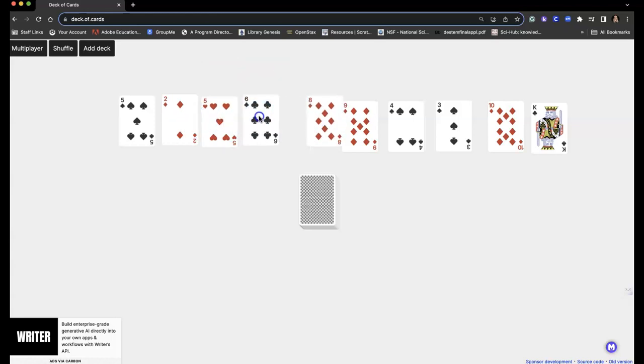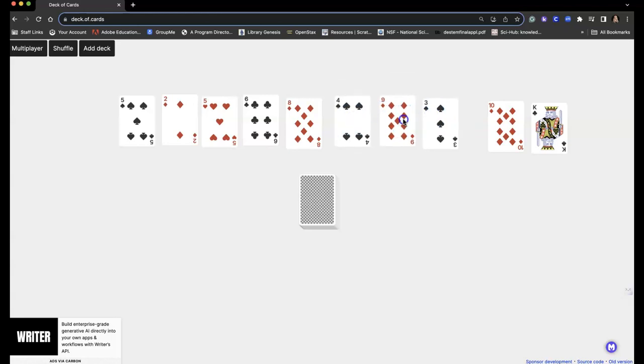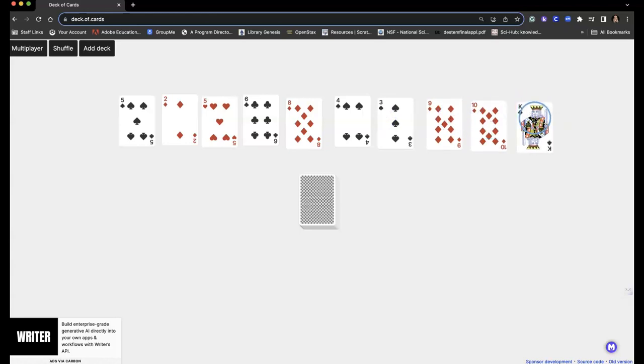8 is bigger than 6. 8 is smaller than 9, we'll leave it. 9 is bigger than 4. 9 is bigger than 3. 9 is smaller than 10, so we'll leave it. And 10 is smaller than queen, so we'll leave it.